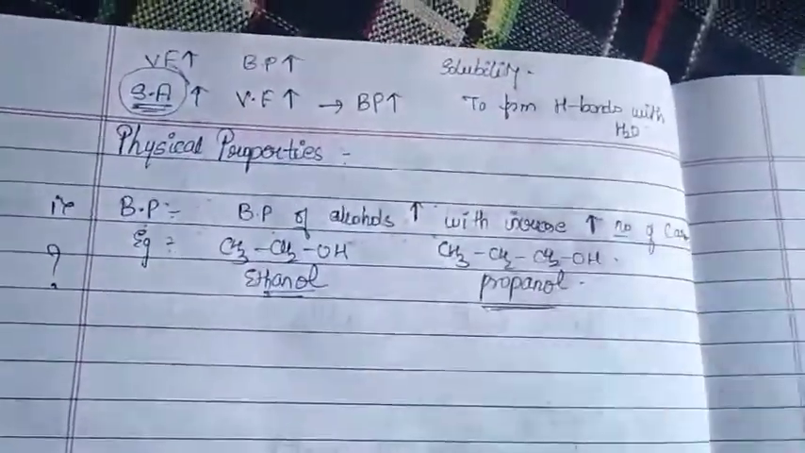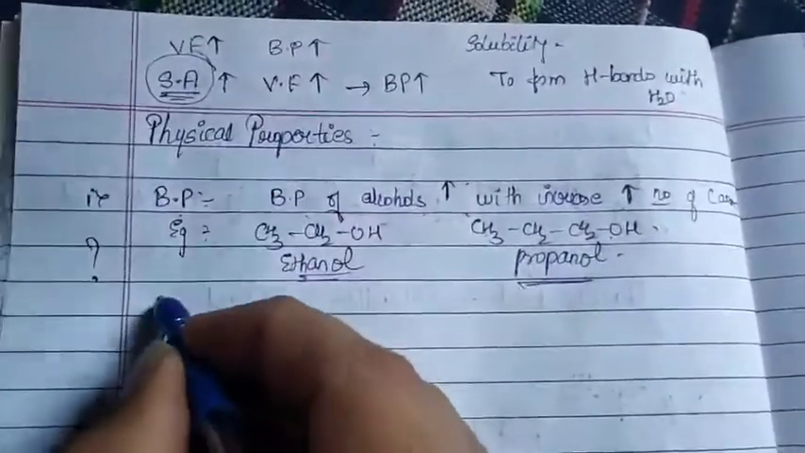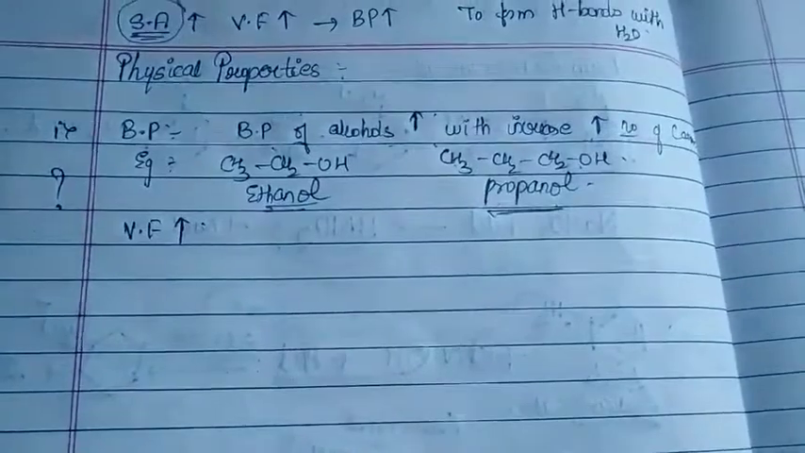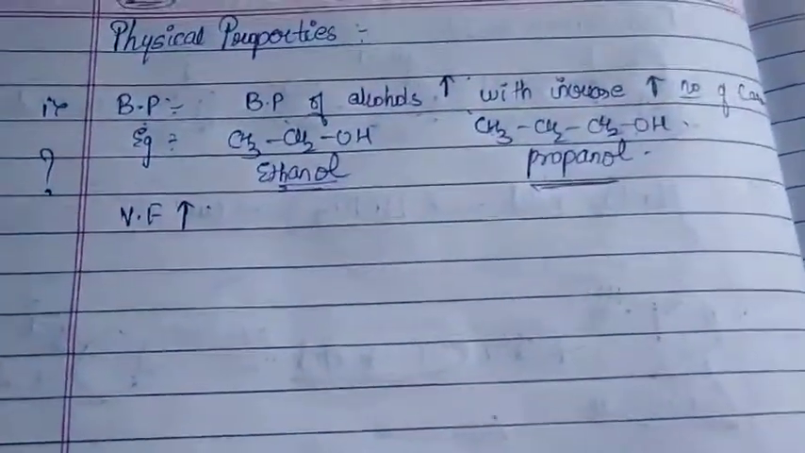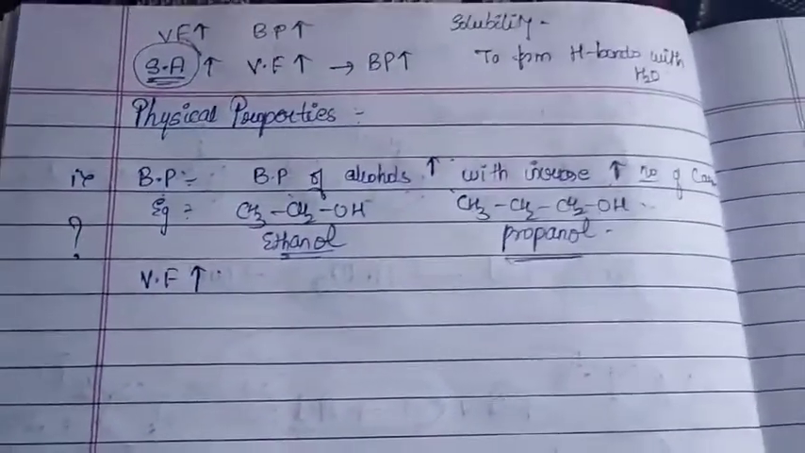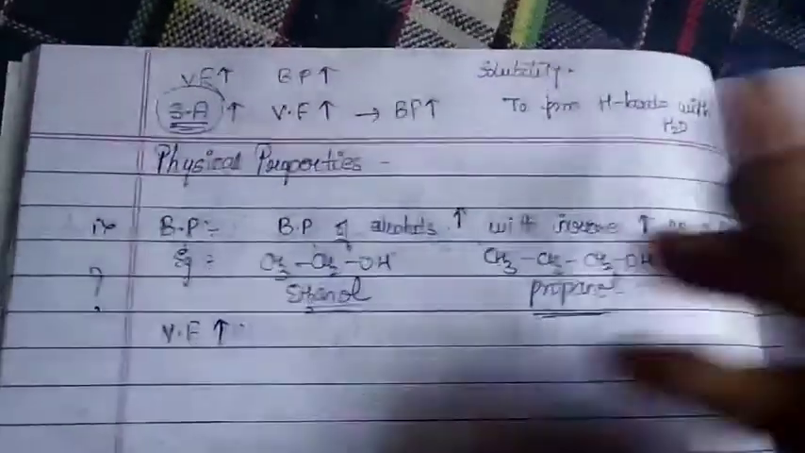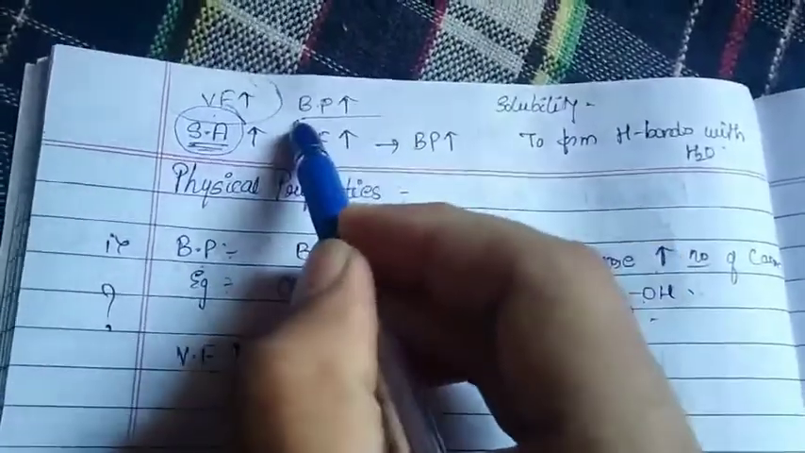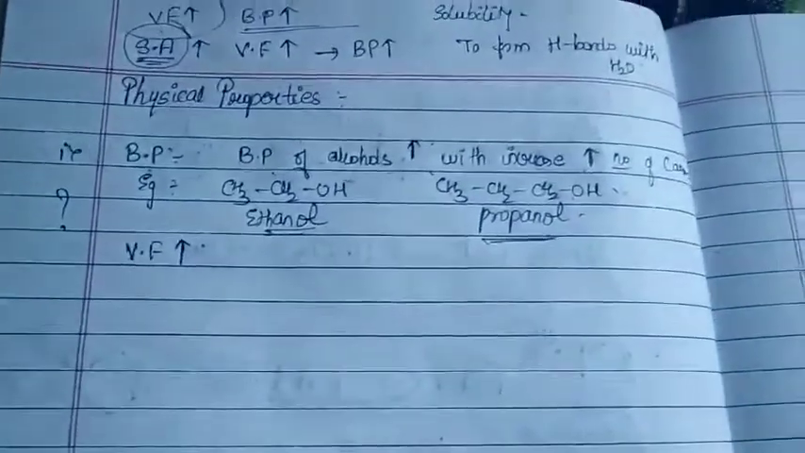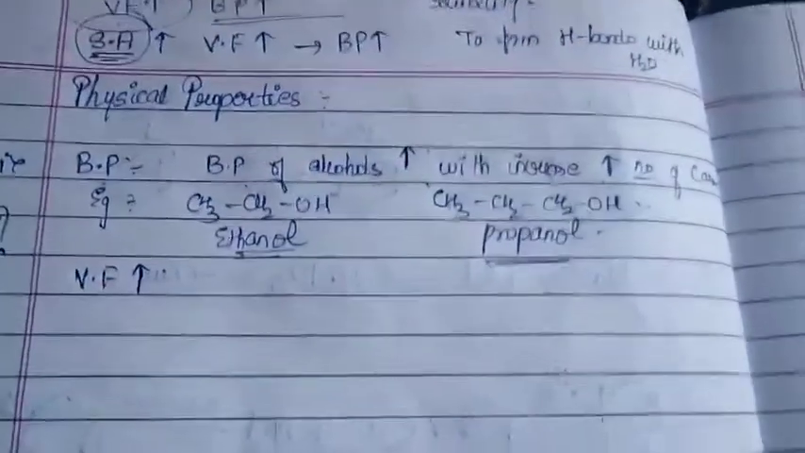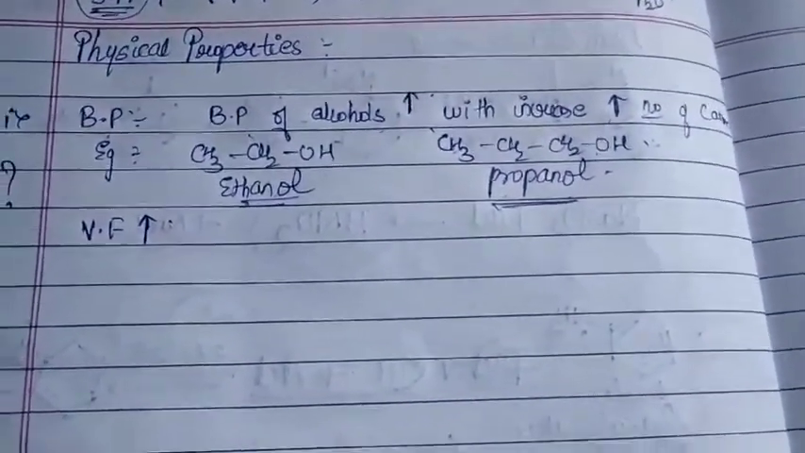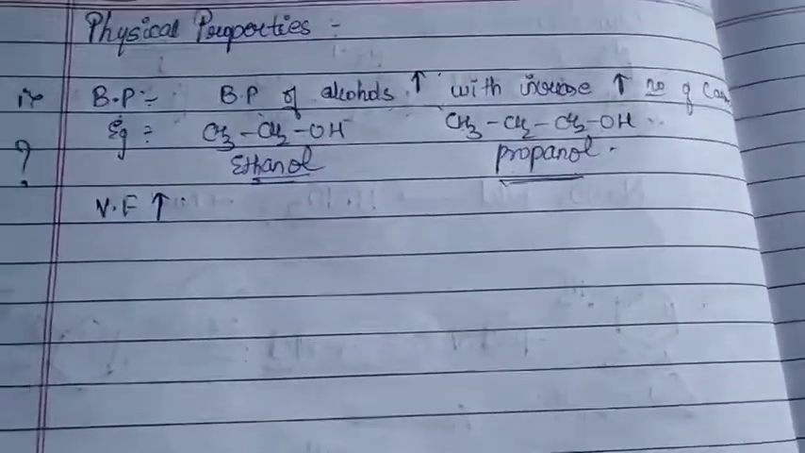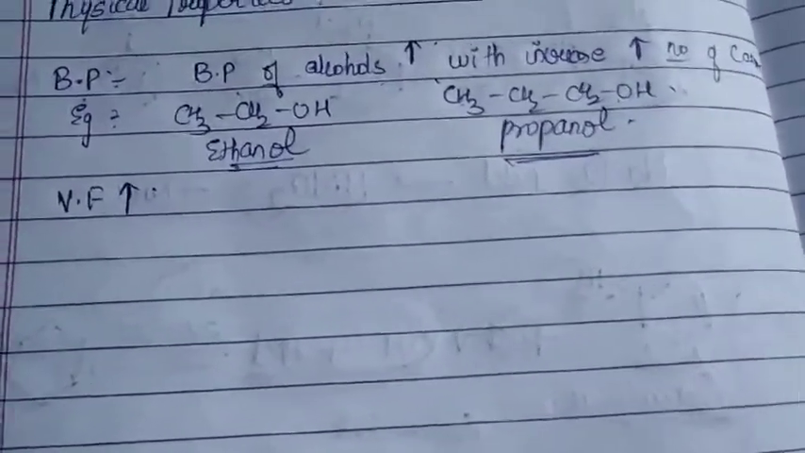Remember, with the increase in the number of carbon atoms, keep in your mind that van der Waals force also increases. I repeat, with the increase in the number of carbon atoms, van der Waals force also increases, and as I have said earlier, as the van der Waals force increases, boiling point also increases. So one important point we have come to know with respect to the boiling point of alcohols: with the increase in the number of carbon atoms, the boiling point of the alcohols also increases.